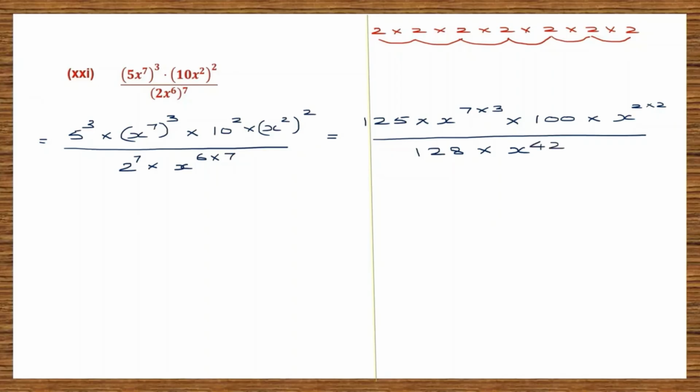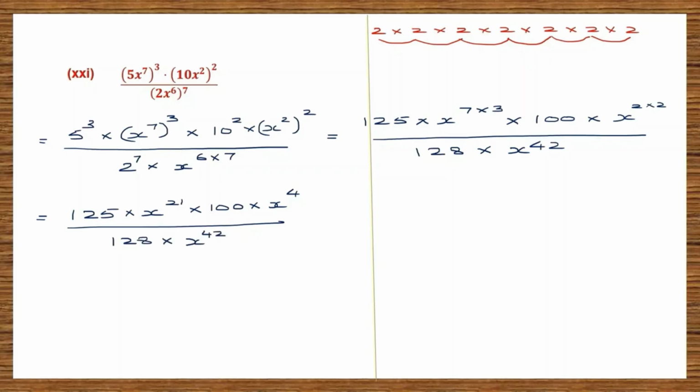Then we continue. We have 125 into x raised to the power of, let's see what it is here. 7 3s are 21. So let's write x to the power of 21. So 21 into 100 and into x to the power of, what do we have there? 2 into 2. 2 2s are 4. So x to the power of 4. And in the denominator we have 128 into x to the power of 42.